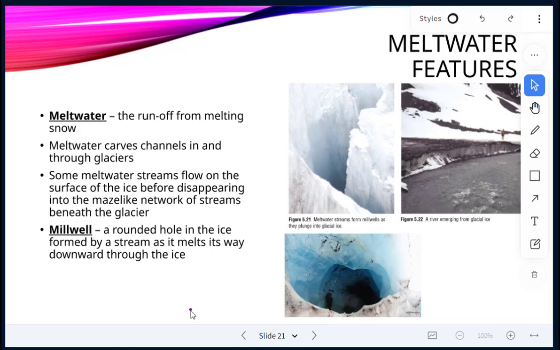Next, meltwater features. Meltwater is the runoff from melting snow. It can carve channels in and through glaciers. Some meltwater streams will flow on the surface of the ice before disappearing into the streams beneath the glacier. A moulin is a rounded hole in the ice that's formed by a stream as it melts its way downward through the ice. Here are some figures showing a moulin, meltwater streams, and so on.